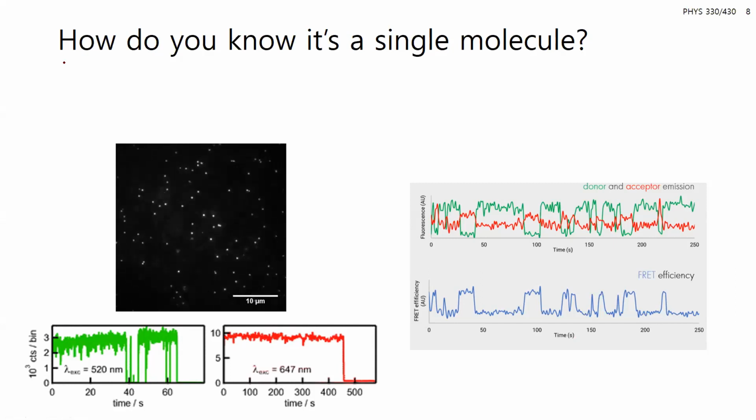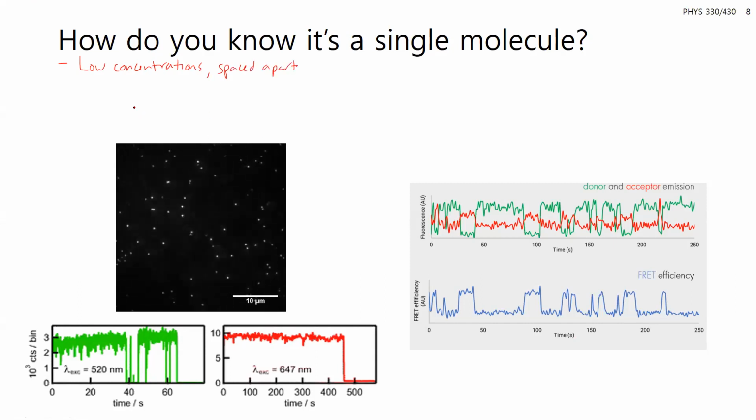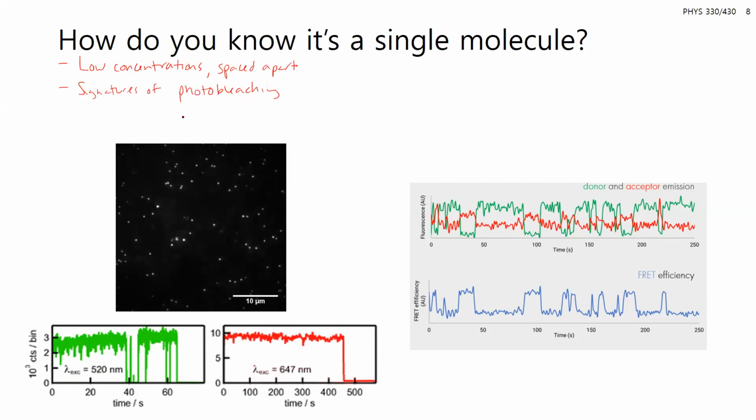You can see the length scale here. And you can achieve this by using, like I just said, low concentrations. So they're spaced apart. And that's one thing. And then the other thing is that if you know it's a single molecule, you'll see specific signatures of photobleaching and photoblinking. And we talked about this back in the fluorescence lecture.